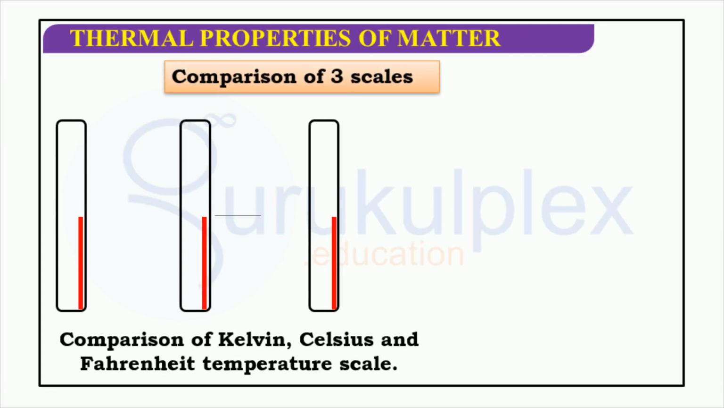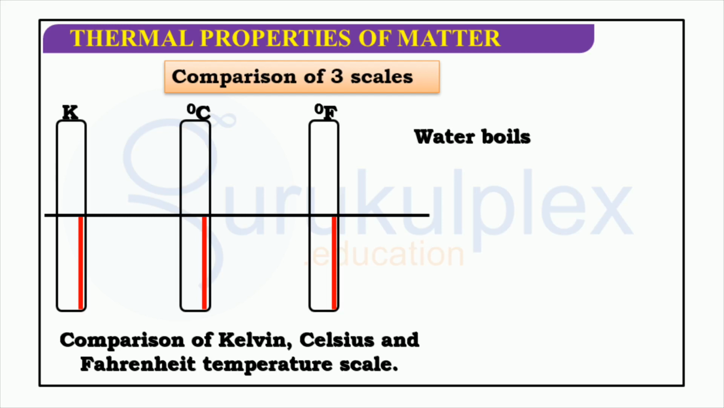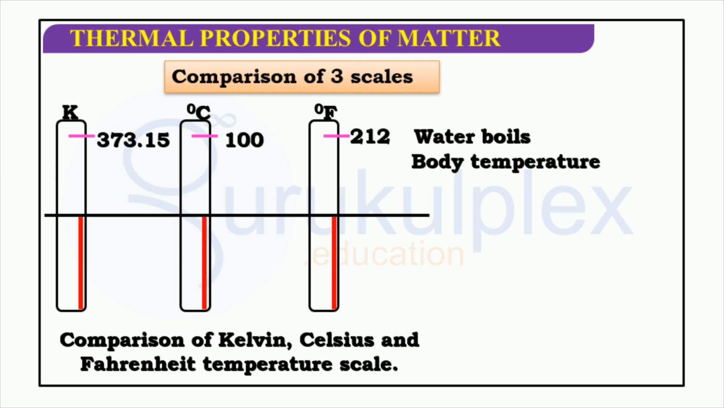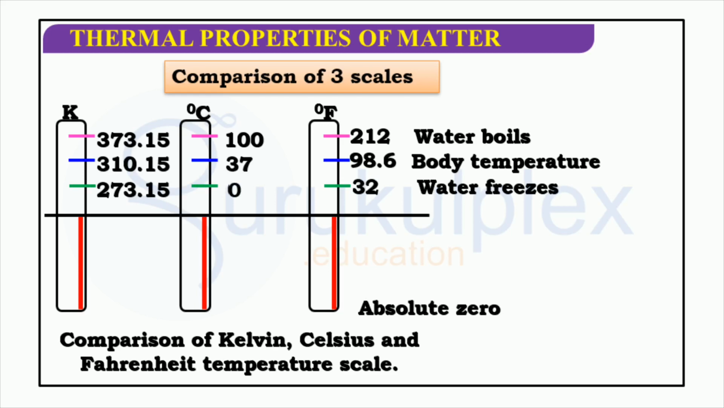Comparing the three temperature scales, the Celsius and Fahrenheit ranges have a much smaller difference between them than Kelvin does with either of the two. On the Celsius scale, water freezes at 0 degrees and boils at 100, while on the Fahrenheit scale, water freezes at 32 degrees and boils at 212. On the Kelvin scale, the absolute zero point is minus 459.60.